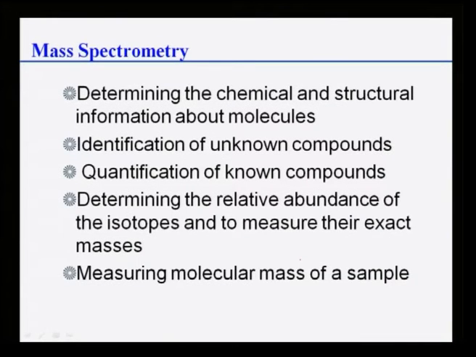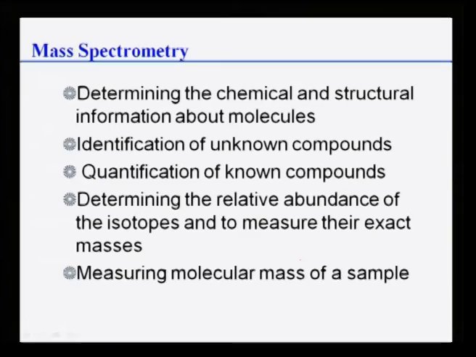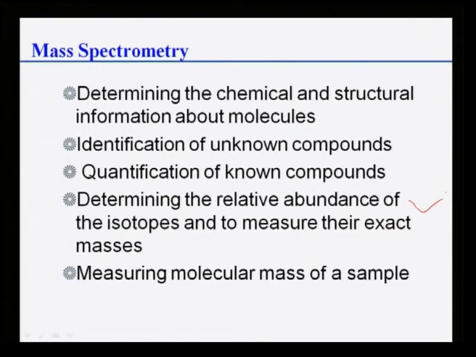First and foremost, it allows us to determine the chemical and structural information of any molecule. Any molecule or any ionic pieces you see, it gives us an understanding of the chemical and structural nature of that molecule. Then it allows us to identify unknown compounds to start with. It also allows us to quantify the known compounds. We can determine the relative abundance of isotopes and measure the exact masses. Remember, it is possible to measure the exact mass of the isotope. Those masses you see reported in the books are basically measured using SIMS. And then it also allows us to measure the molecular mass of any sample.